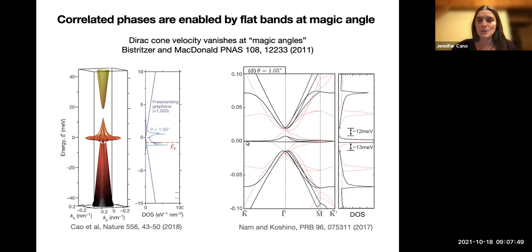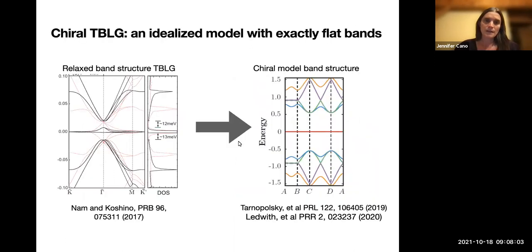And here you can see that you get a pretty flat band with a narrow bandwidth, less than 10 meV, which is gapped to the conduction and valence band. So we'll call this the mini band. And because of how flat it is, that is what gives rise to these correlated phases.